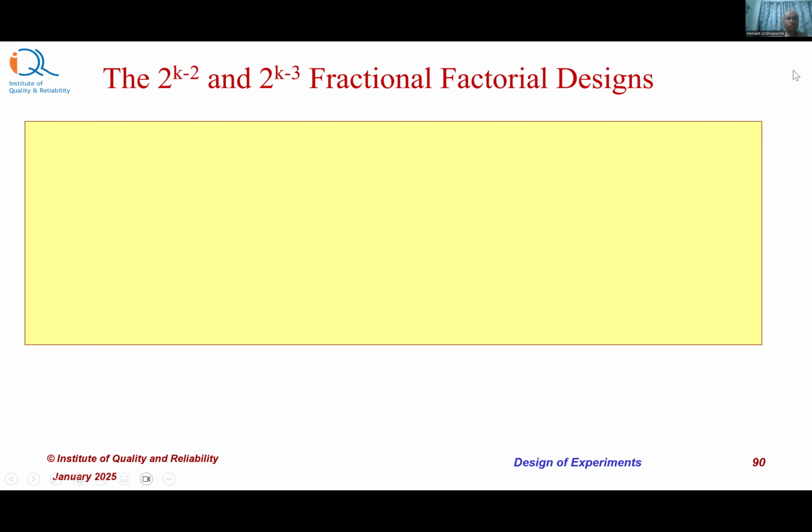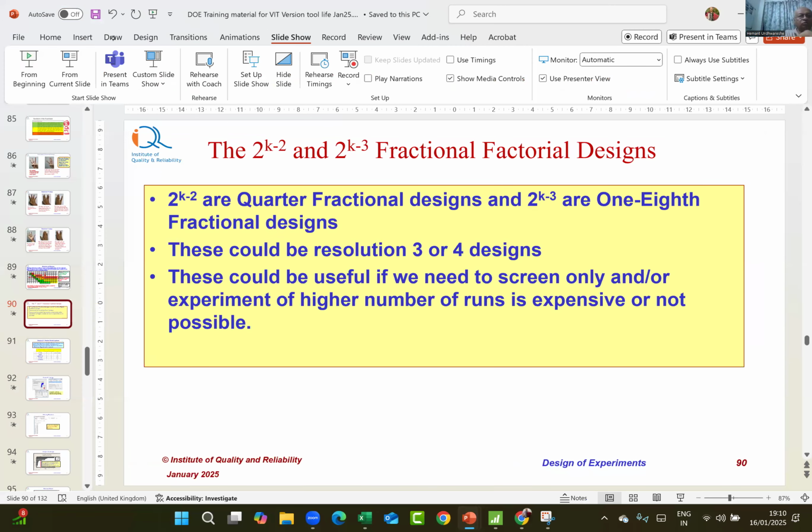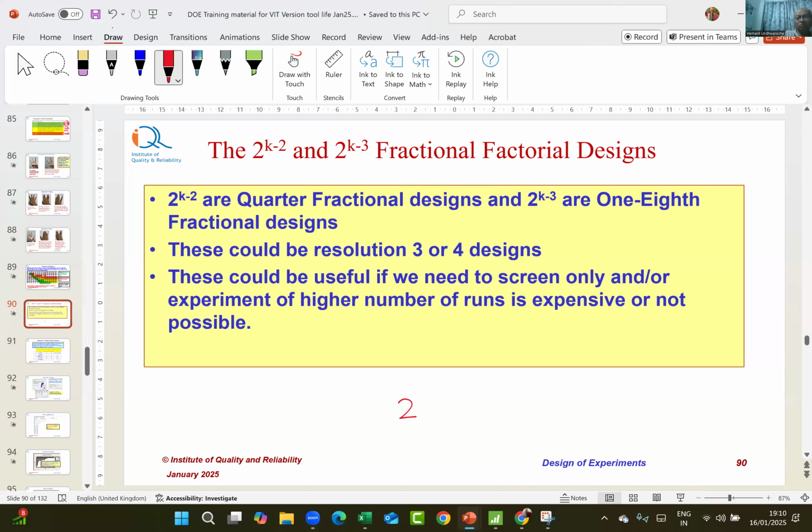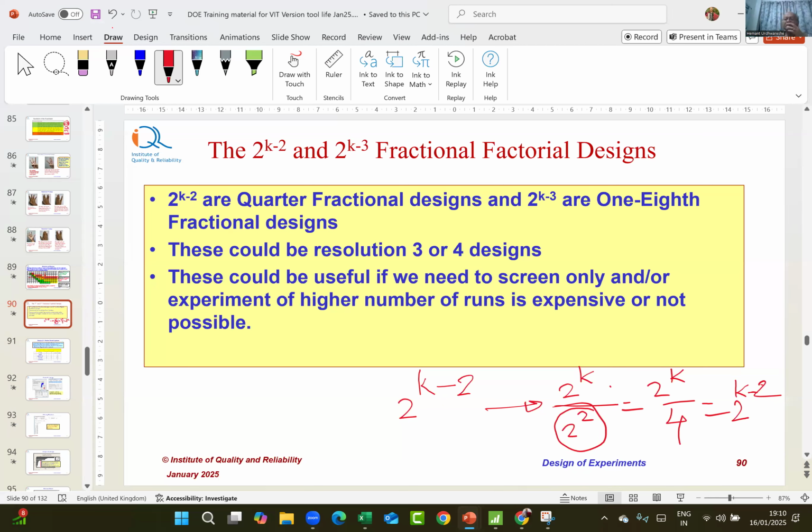What is a k minus 2 design? 2 to the power k minus 2 means it is the 2 to the power k design divided by 2 to the power 2. That means a 1/4 fraction, 2 to the power k divided by 4. It is written as 2 to the power k minus 2 because this 2 to the power 2 is in the denominator. That means you are starting with a full factorial design of k factors, and then you are looking at a 1/4 fraction of that.